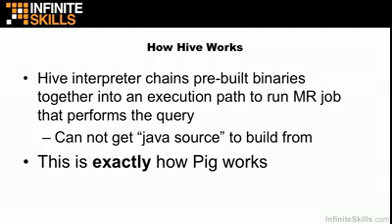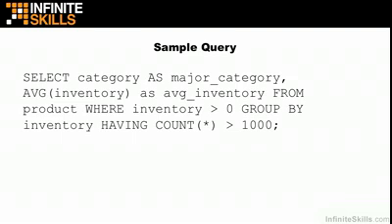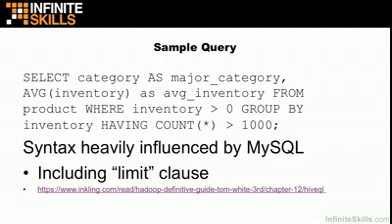Let's now take a look at a sample query in Hive. This query would run equally well in a regular RDBMS, but here we're saying that we're selecting the category as something called major_category, the average of the inventory as the average inventory, from the product table where we have inventory greater than 0. We're also running an aggregation function saying group by category where our count of our elements is greater than 1,000 so that we see our high inventory items. We can see here that the syntax was heavily influenced by MySQL, and anybody who's comfortable in that database should be equally comfortable in HiveQL, including things like the limit clause.